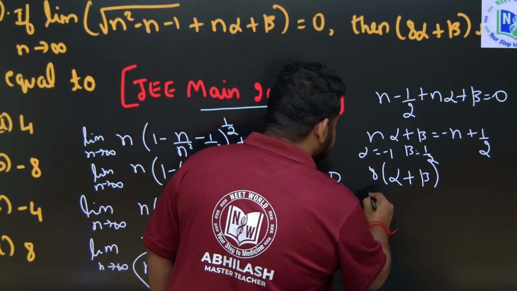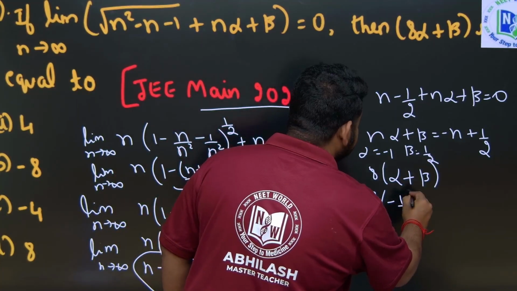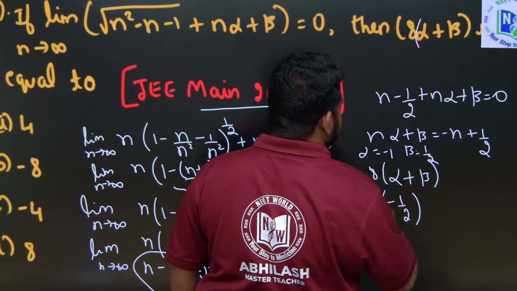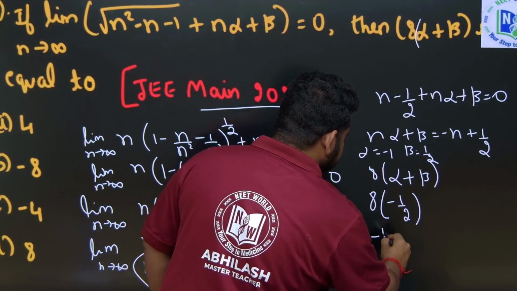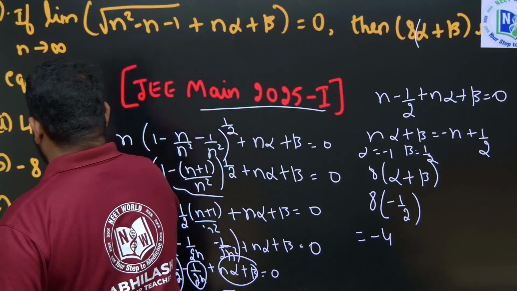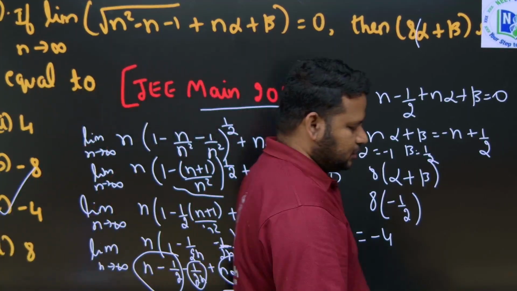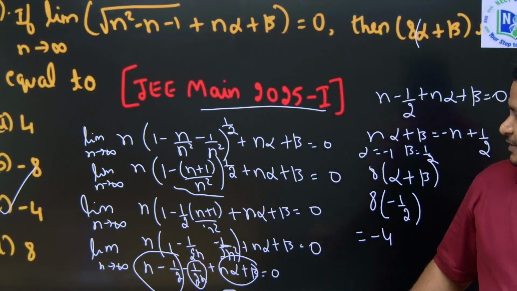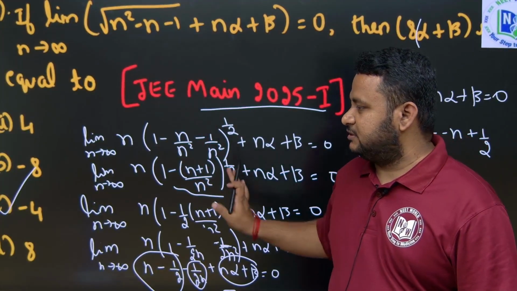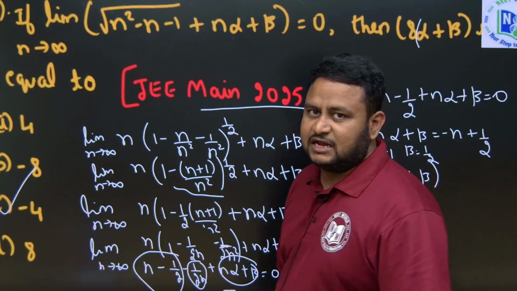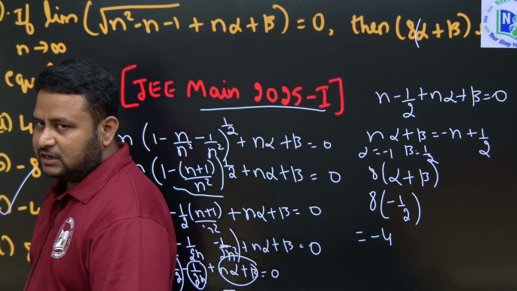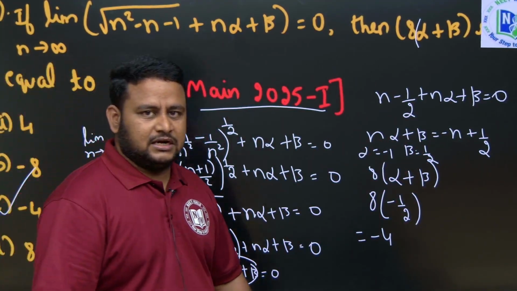That is 8 into minus 1 by 2. This should be 8 into alpha plus beta. So this will be minus 4. The answer is minus 4. Okay, that is option C. Very simple. By using binomial approximation, we can solve it like this. Is it clear, friends? Okay, let us move to the next question.